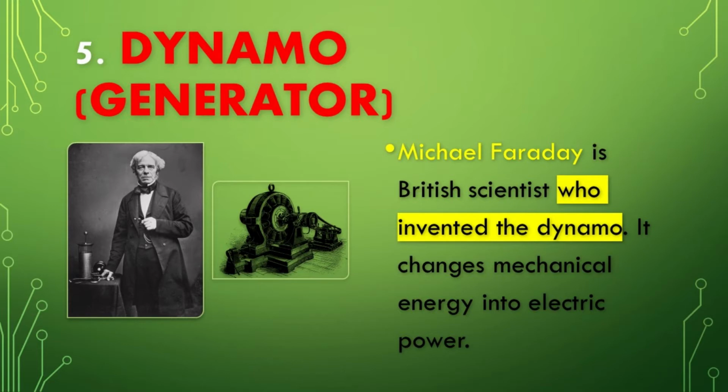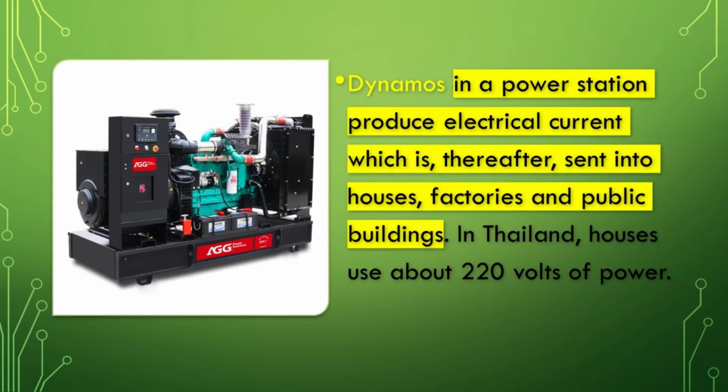Number 5. Dynamo or generator. Michael Faraday is the British scientist who invented the dynamo. It changes mechanical energy into electric power. Dynamos in a power station produce electrical current which is thereafter sent into houses, factories, and public buildings. In Thailand, houses use about 220 volts of power.